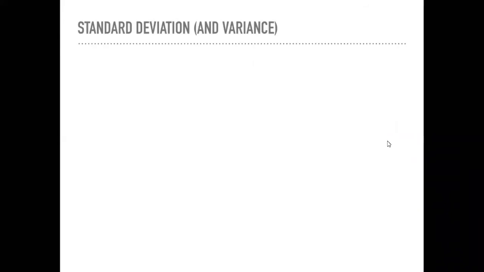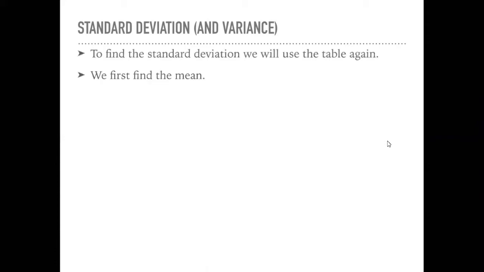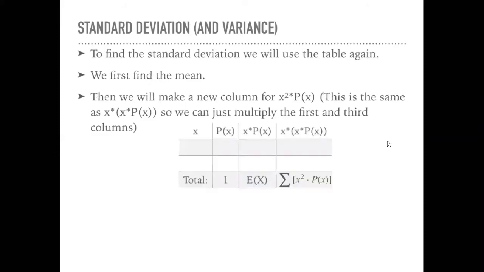Now, before, whenever we talked about mean, we talked about standard deviation or the variance, and that's something that we are going to continue to pair with it and talk about. So to find the standard deviation, we again can use this table. First, we find the mean, then we make a new column for x squared times p of x. Now this is really just x times p of x. And we've already made a column for x times p of x, so we'll just take that column times x again.